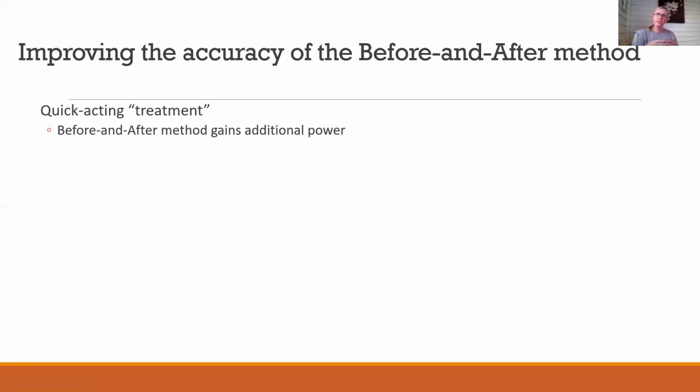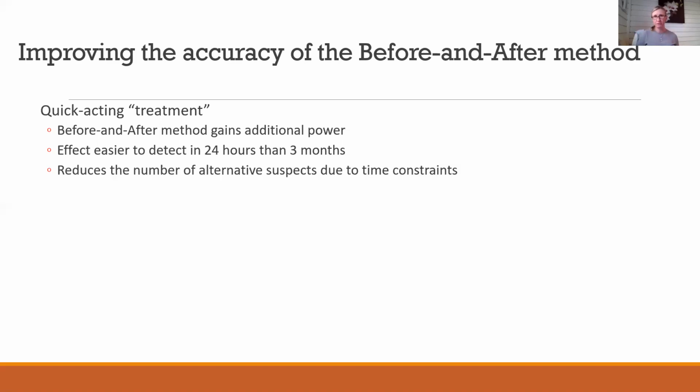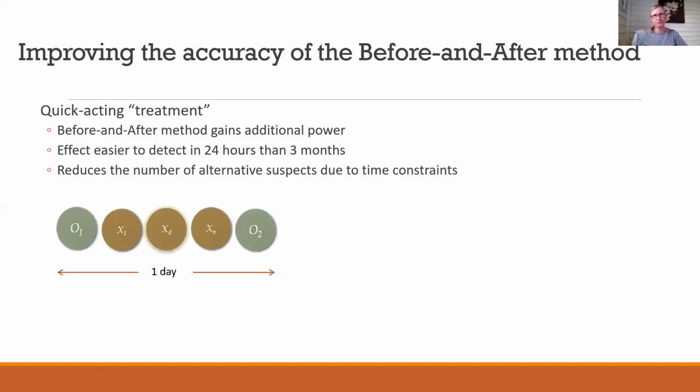So the quicker we can anticipate seeing a change between our time 1 and our time 2 observations of our dependent variable, the better. Now, it's often easier to detect an effect in 24 hours or within 1 month than it is in a period of 10 years, okay? And it also reduces the number of potential other variables that could have an effect on that dependent variable. So let me give you an example.